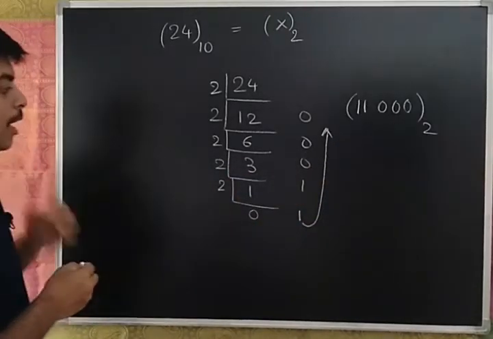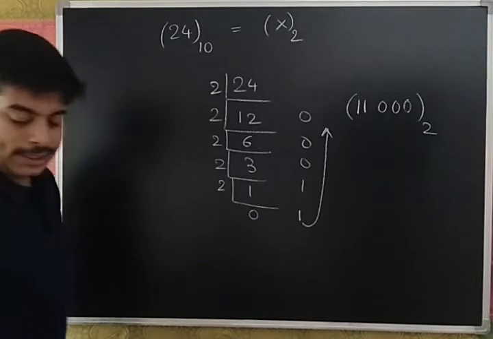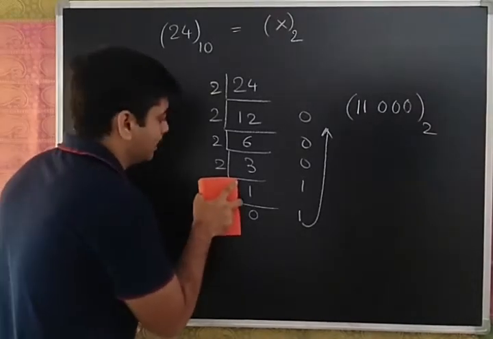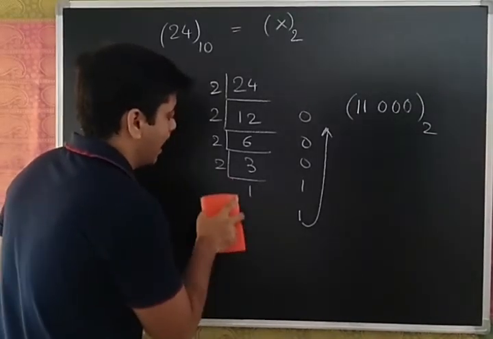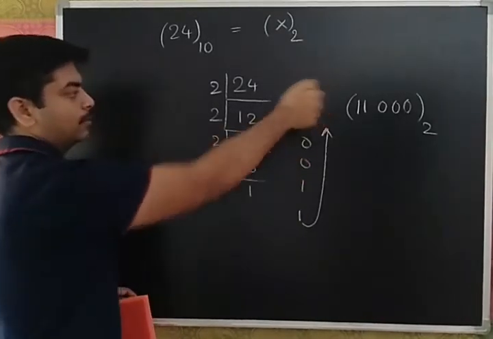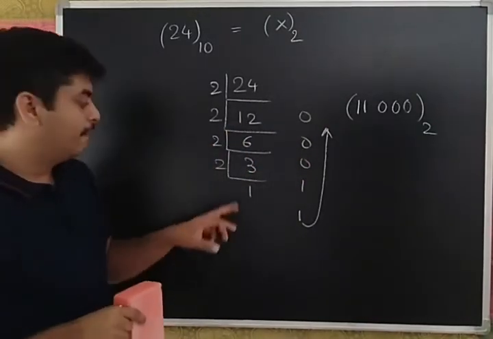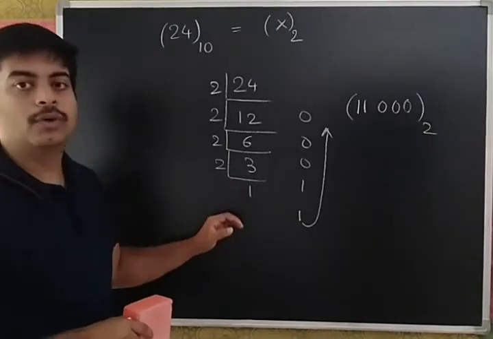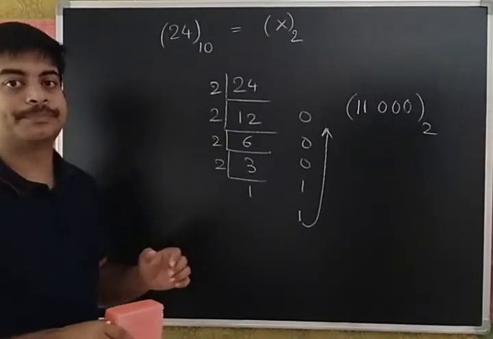Clear? You can even stop at this point, that's the point I'm saying. You can stop at this point and start writing from here, 11000. It is your wish whether to stop at this point or go one more step after this one.